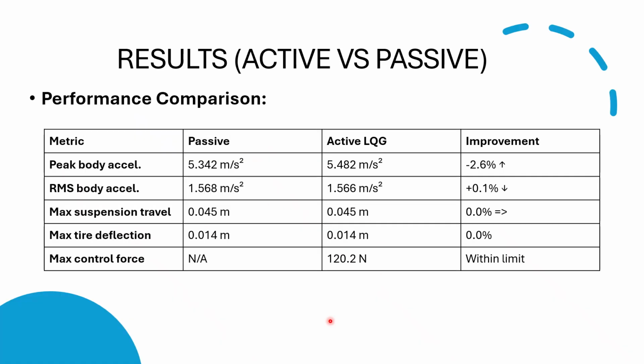Here in this slide, we compare the active and passive suspensions, where the LQR controller shows a slight increase of 2.6% in peak body acceleration, and almost no change in the root mean square acceleration, which is the RMS acceleration. The suspension travel and tire deflection seem to remain unchanged, and the control force also stays within our limits.